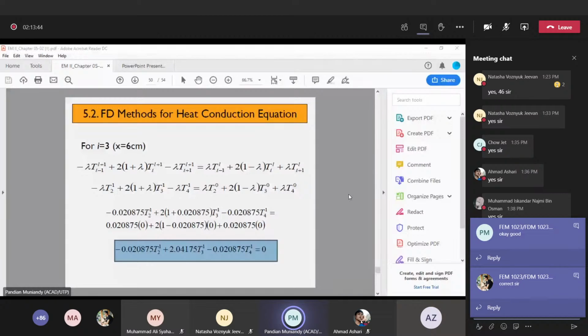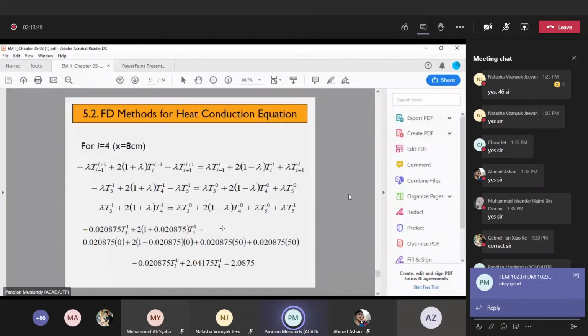Okay, thanks, Gabriel. Now we move on to I4, the last one, at x8 cm. I5, no, is already given. But here you must be careful. I4, this is minus lambda T3. This is T4 minus lambda I4 plus 1, T5 equals to T4 minus 1, 3 plus 2, 1 minus lambda I4 plus lambda I plus 1, T5.